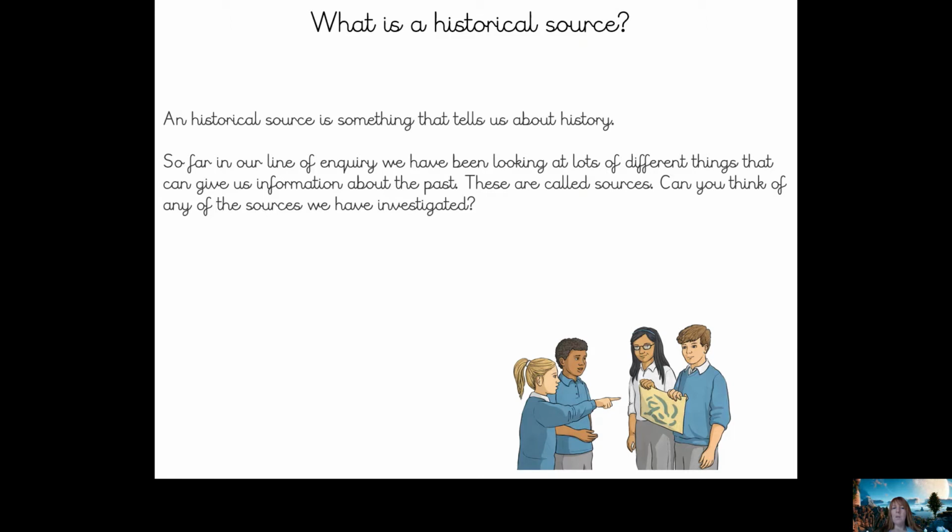So far in our line of inquiry, we've been looking at lots of different things that can give us information about the past. And those different things that can give us information about the past are called sources. So can you think now of any of the sources we've investigated, and you can say them to the screen, you don't need to write them down. Think about what have we used so far that's been able to tell us about the past. You might want to pause the video and talk to the screen and see what you can come up with.